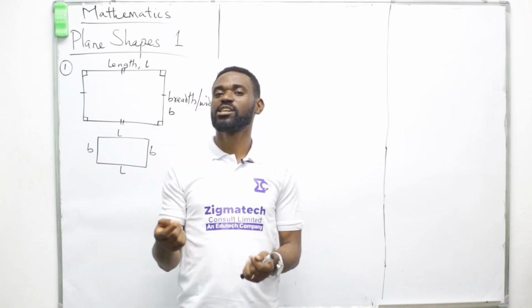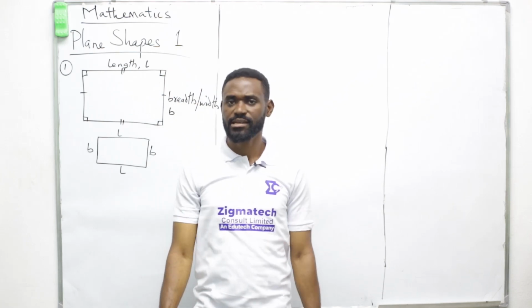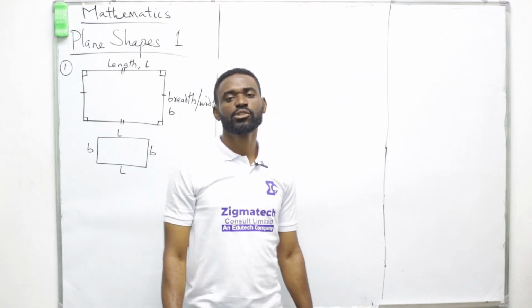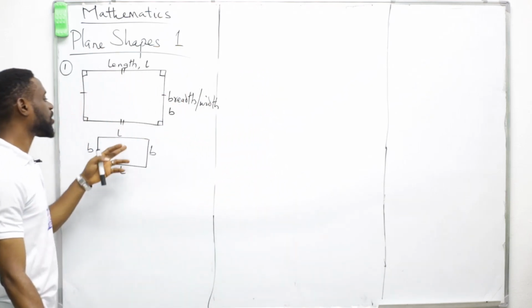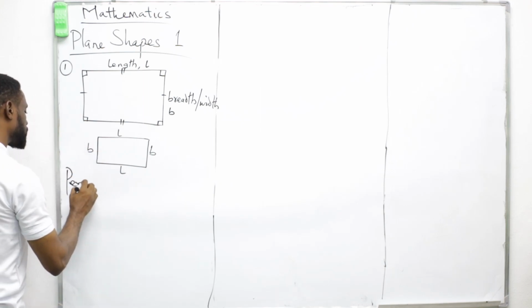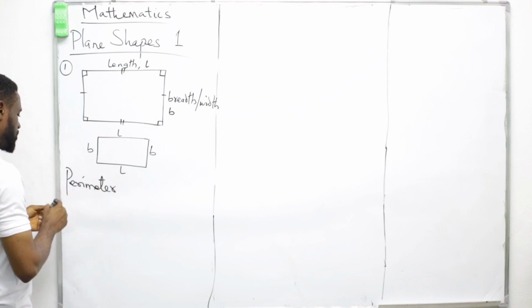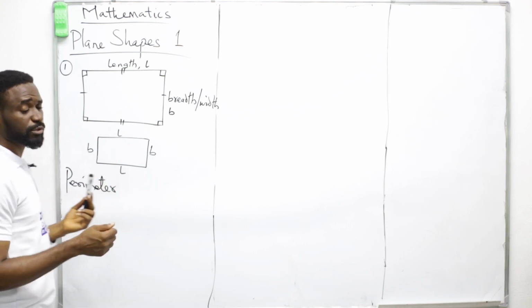The perimeter of that shape will be all the sides. You sum them together. That is the perimeter. Do you understand? That is how to get the perimeter of that. So for the rectangle, the perimeter of this rectangle, this perimeter has always been a problem for some students.